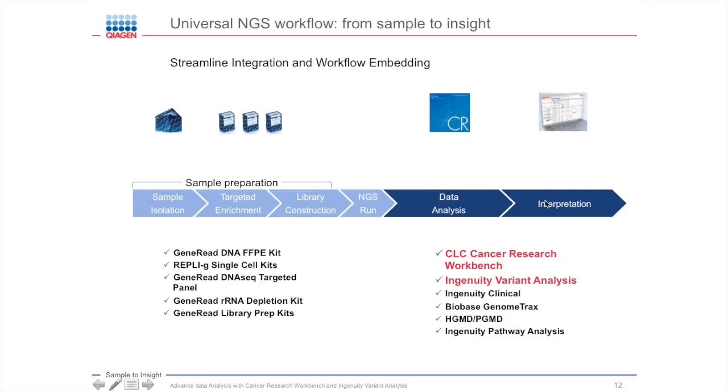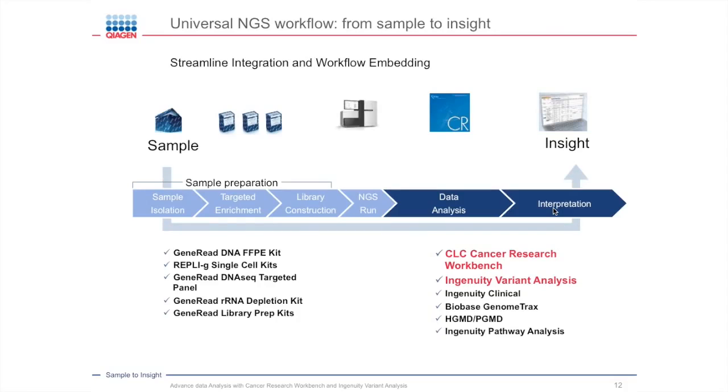So how to actually identify the different variants that you may have in your sample and how to do the interpretation. While QIAGEN bioinformatics carries a lot of different tools, today in this presentation, we will focus on two main tools, which are the CLC Cancer Research Workbench, as well as the Ingenuity variant analysis tool. The first one being the data analysis, the second one being the data interpretation tool. So this is how we go from your sample to providing you valuable insight.